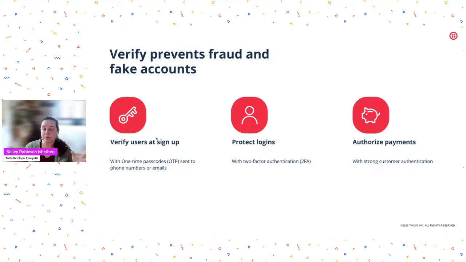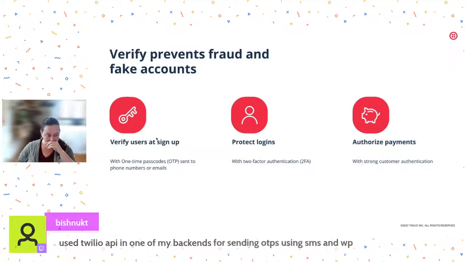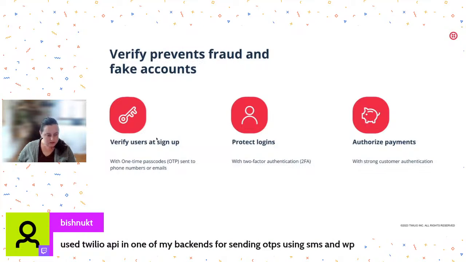This is kind of like the future of account security, is how you can make sure that you can do all of this without the user having to be involved with it, and balancing that friction, right? Yeah, so somebody said they use Twilio API on one of their backends for sending OTPs via SMS and WordPress, WhatsApp, maybe. I don't know what WP is, but yeah, we have different channels for that, which is cool. And then you can use Verify at any stage, right?